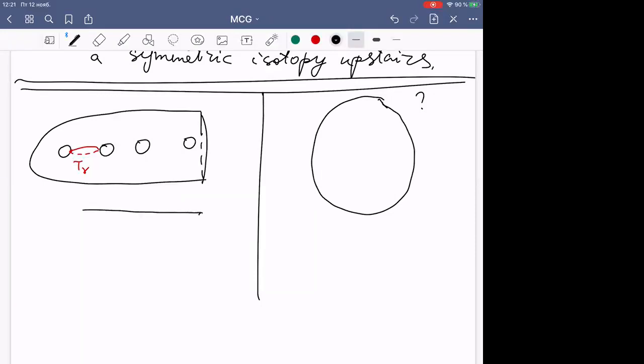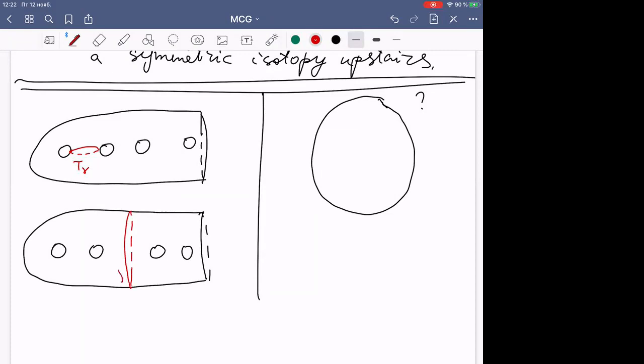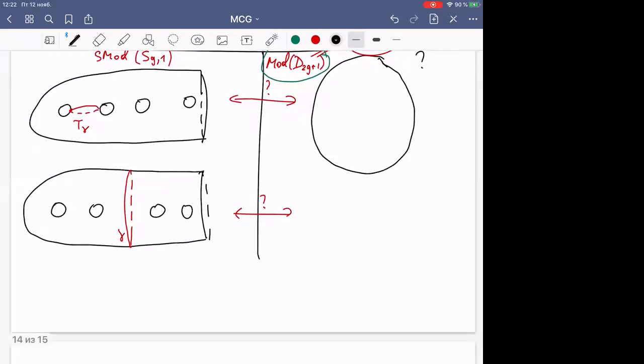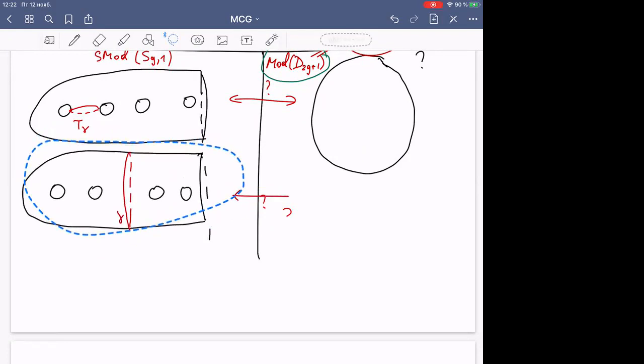The same may be asked in two other interesting situations. One situation is that we have a symmetric separating simple closed curve. And again, we may ask what it corresponds to. So here we have elements of the symmetric mapping class group, and here we must have some elements of the braid group, which is the mapping class group of a disk with 2g plus one punctures. Today, this language of the mapping class group of a disk with punctures will be more convenient for me than braids. This is the second situation.